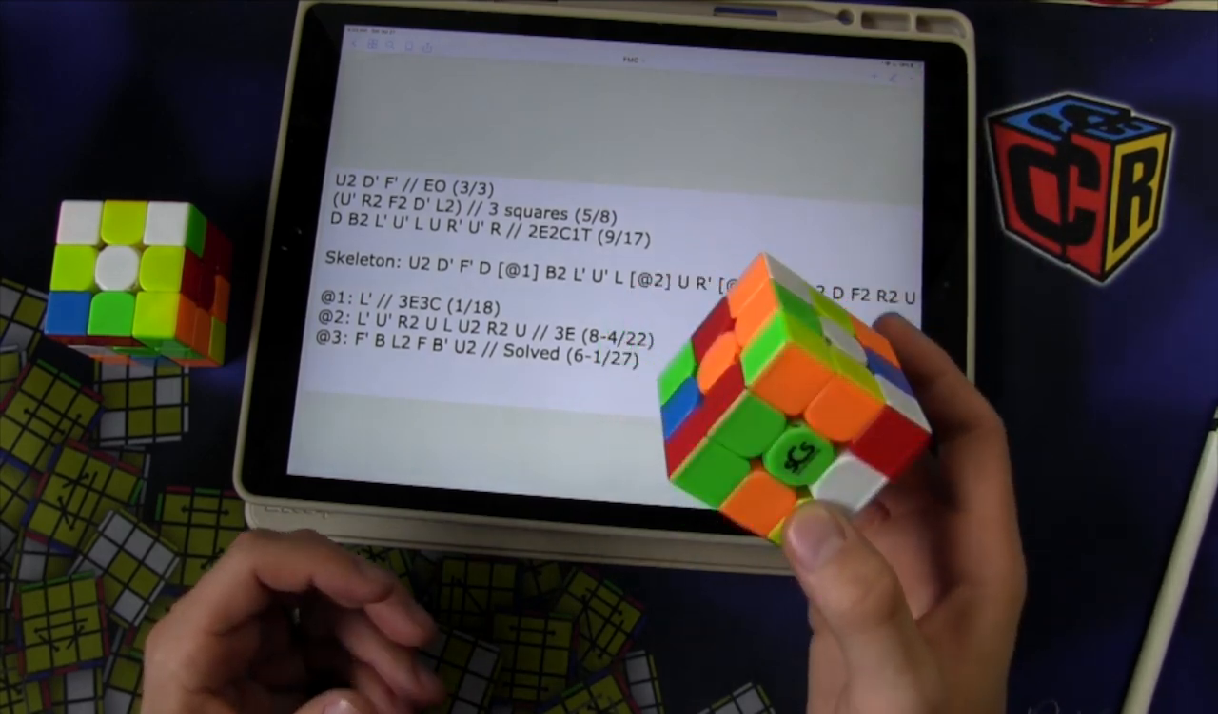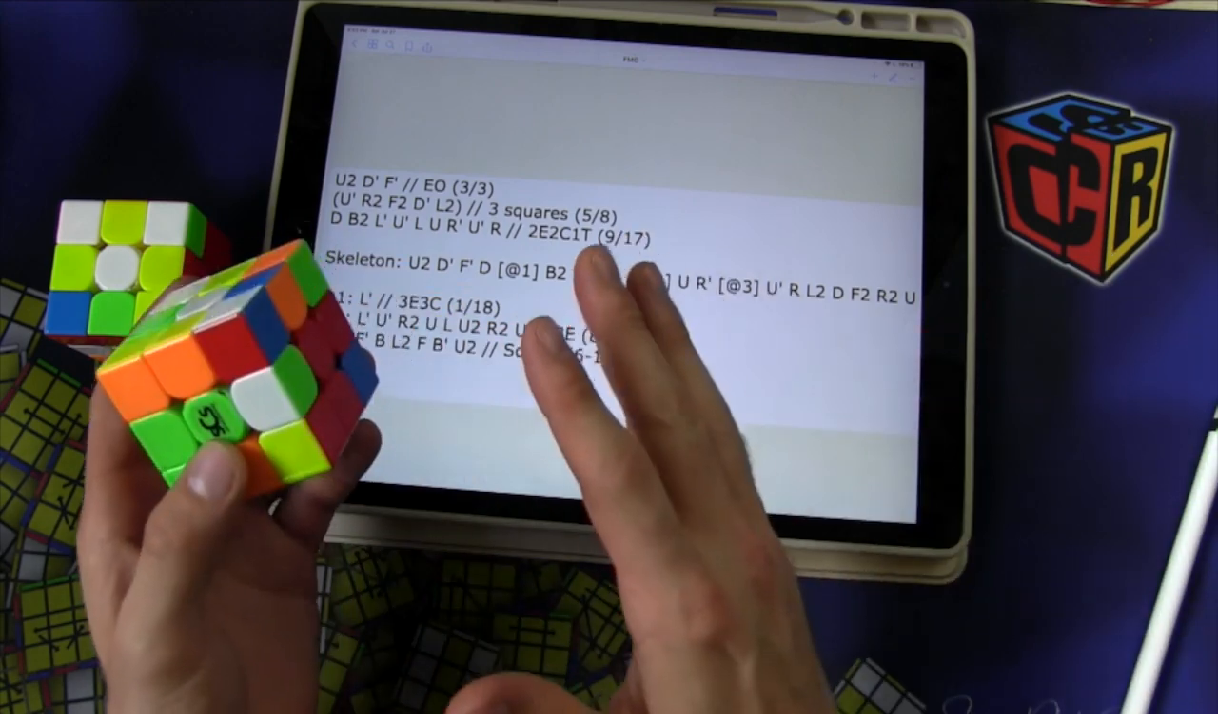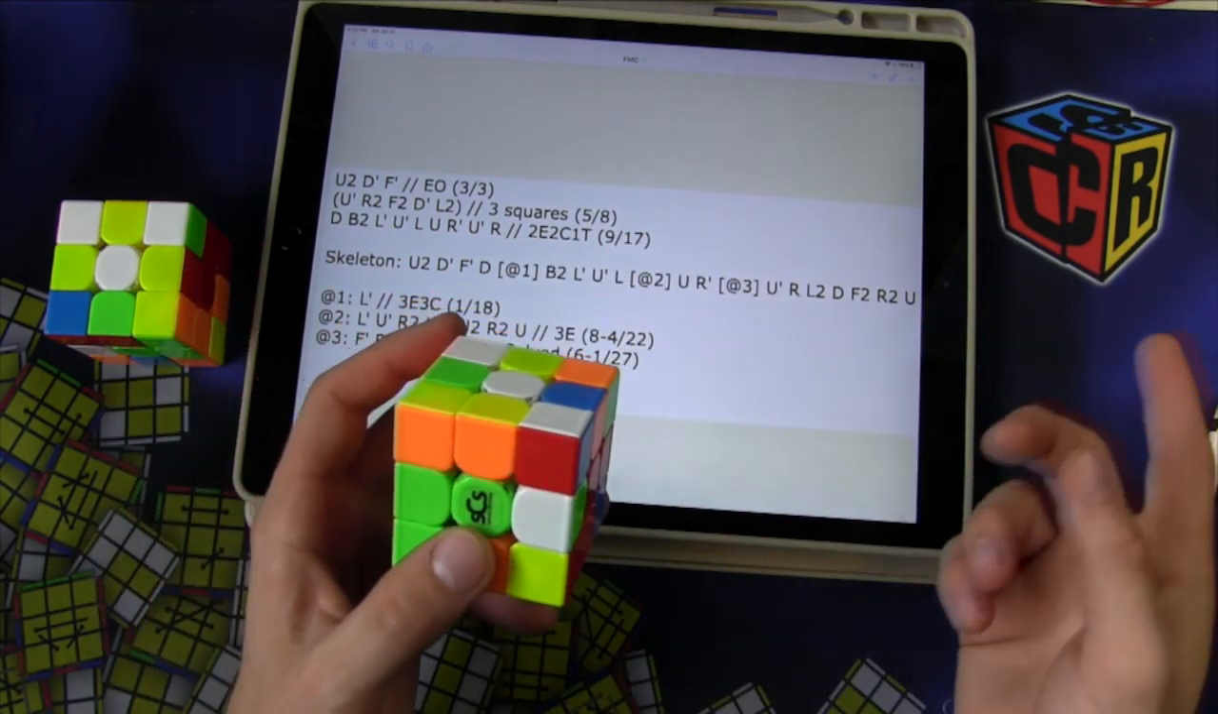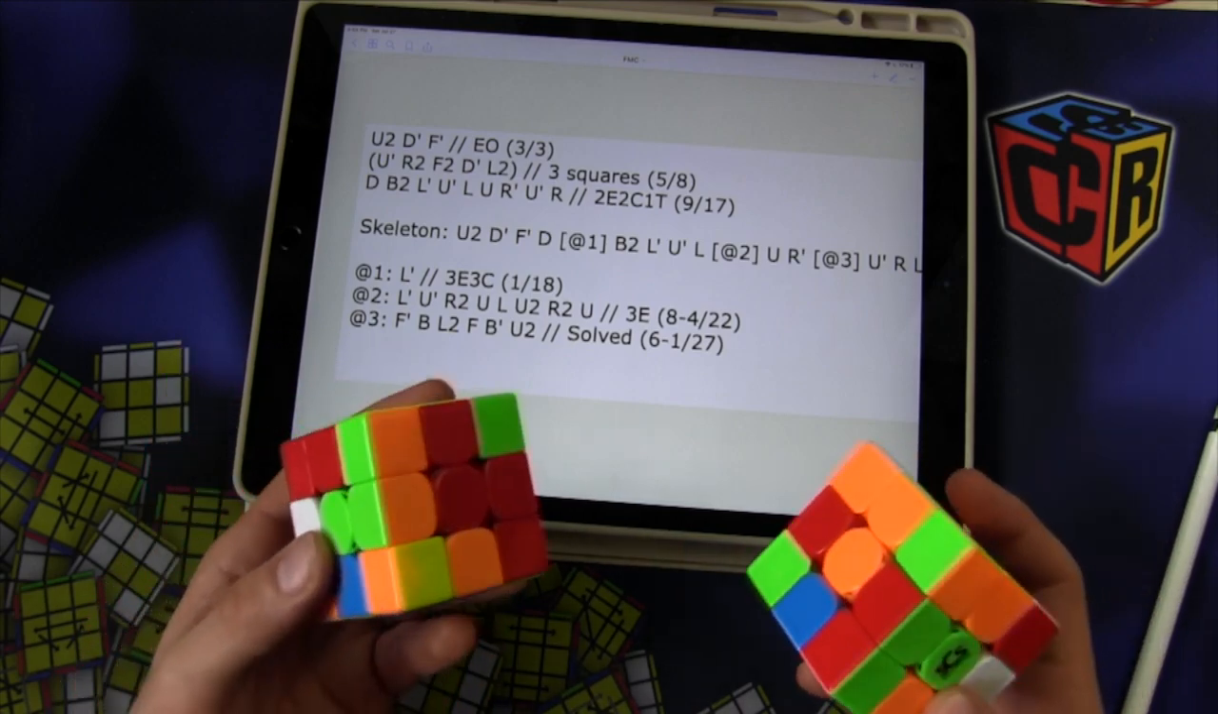Now on the inverse, because I did EO, EO is already done in the inverse. It's the same thing both times. So if you do it one way, you go the other way, it's already done. And you can always check to see if your inverse is correct by checking blocks.